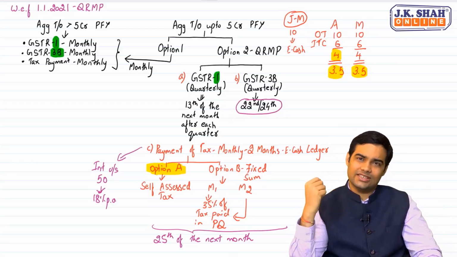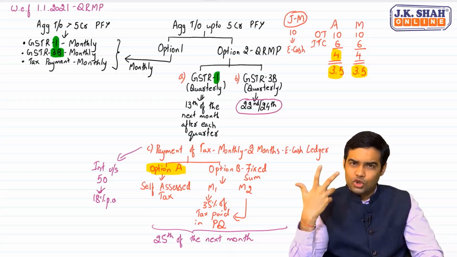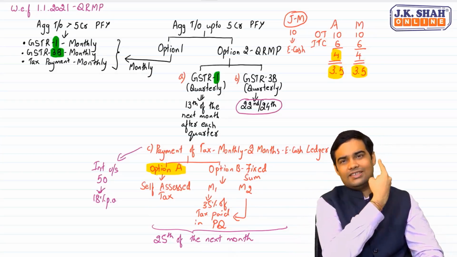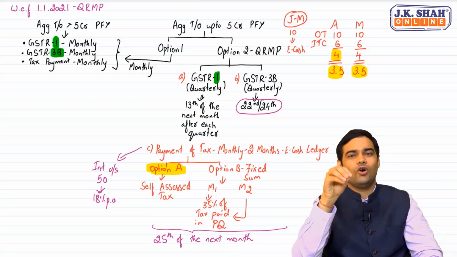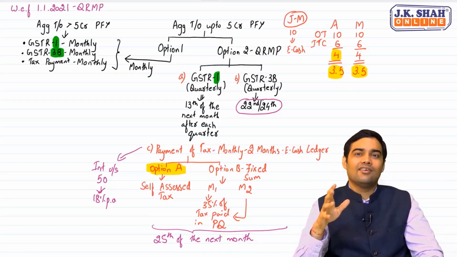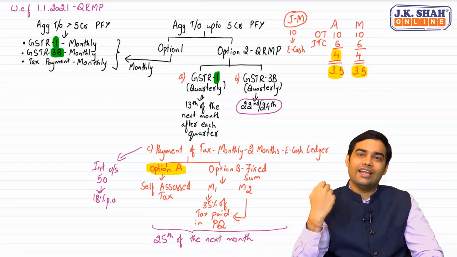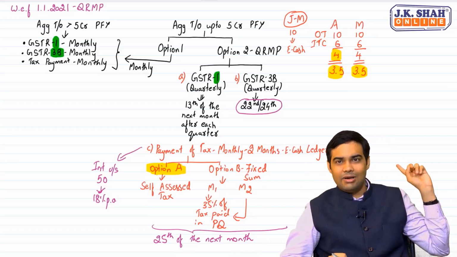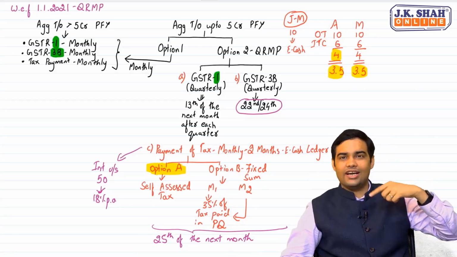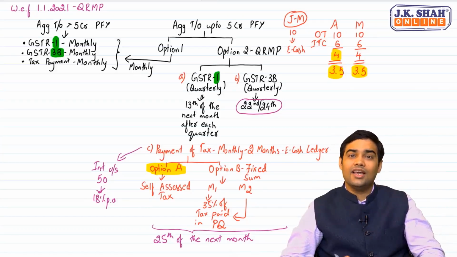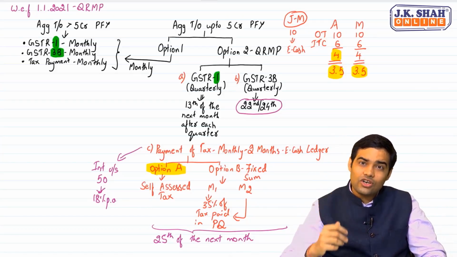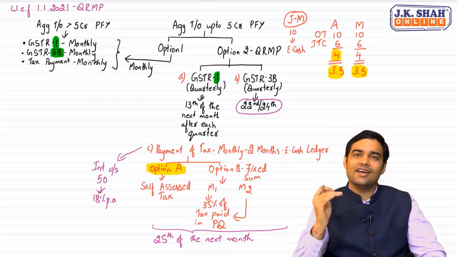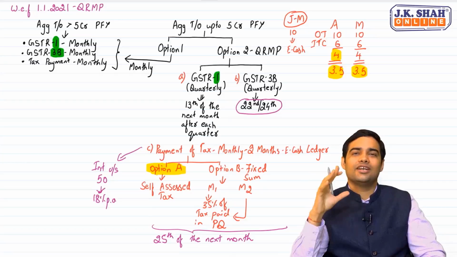I have some questions for you. One, do you think that with aggregate turnover up to 5 crore in the preceding financial year, I can opt for QRMP? Will this option be available for any turnover in the current financial year? See, last year my turnover was up to 5 crore, so this current year I took QRMP. Can I take QRMP for 50 crores? Remember one thing, QRMP for the current financial year will be limited to 5 crore.